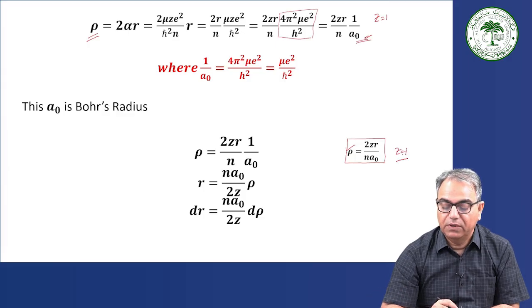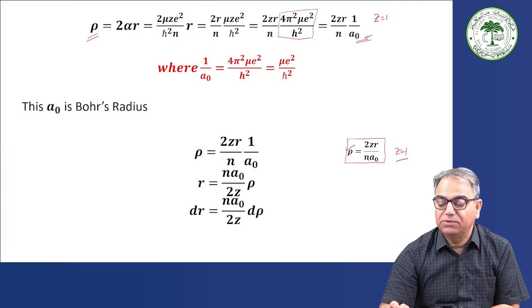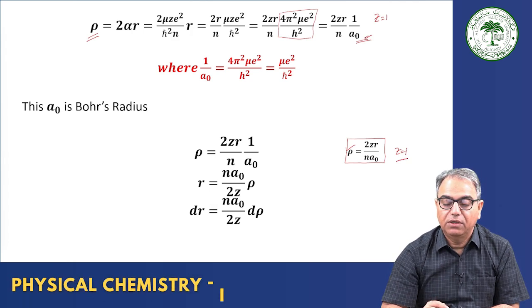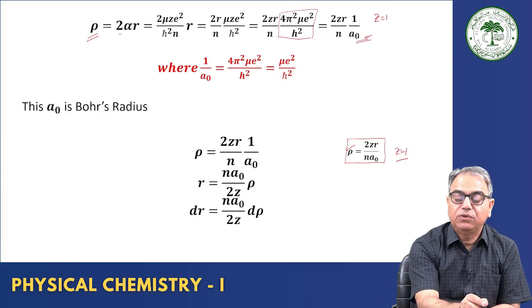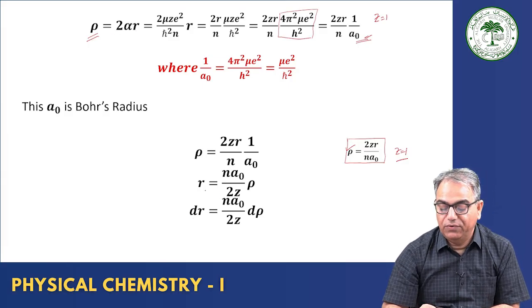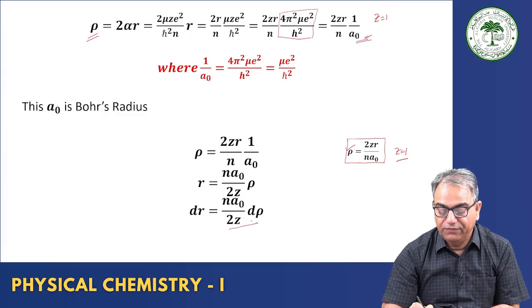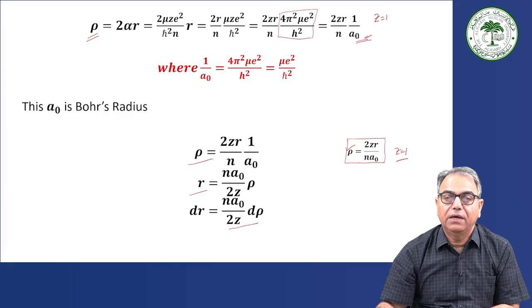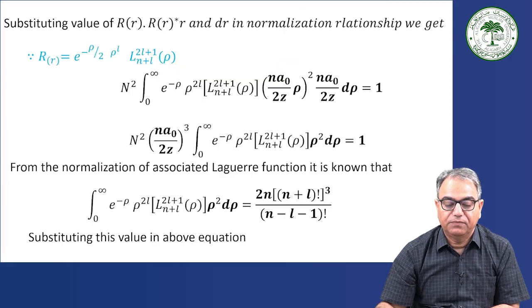Okay. And so, if rho can be written in terms of a naught, then r also can be written in terms of a naught, because rho was 2 alpha r. So, r is na naught divided by 2Z into rho, and then dr will be equal to na naught divided by 2Z into d rho. So, if you have these in terms of a naught, then you can find the normalization constant.